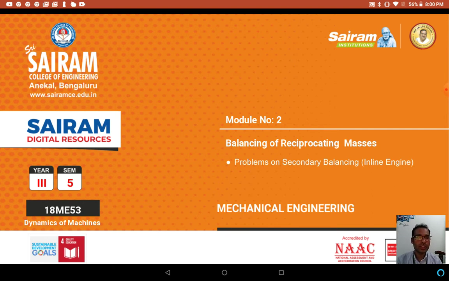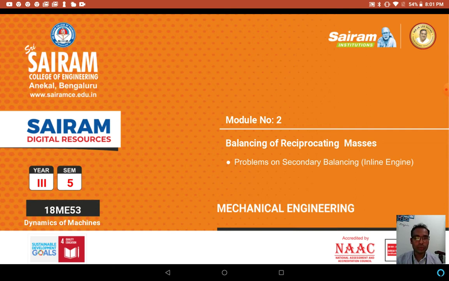Normally the reciprocating masses occur in an IC engine or steam engine. They are due to the mass of the piston, piston pin and connecting rod in an IC engine, which causes a reciprocating motion. In static balancing of reciprocating masses, the resultant of all the centrifugal forces should be equal to zero. In dynamic balancing, the resultant of the centrifugal forces and the resultant of the couple must be equal to zero. That is the main difference between static balancing and dynamic balancing in reciprocating masses.